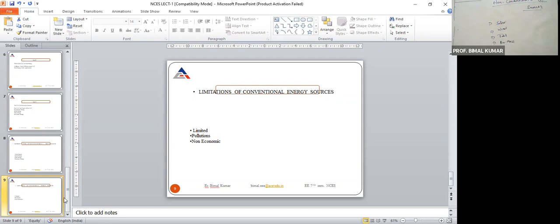Then after that, whenever we utilize these conventional types of resources, these will produce pollution, right? This pollution will cause the greenhouse effect, black hole, all that, right? So that means it will directly affect our health, health of the human being, right? So conventional sources may produce harms.